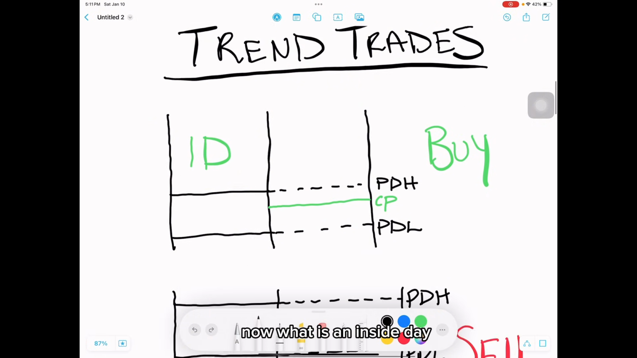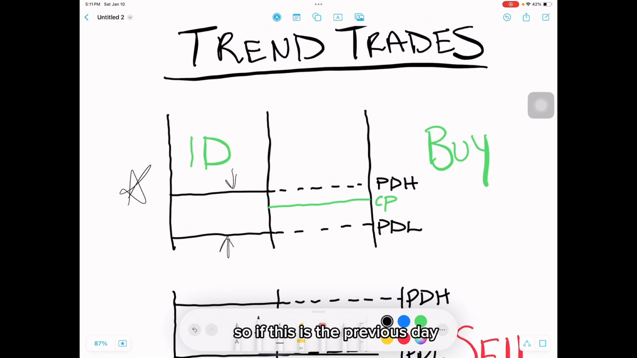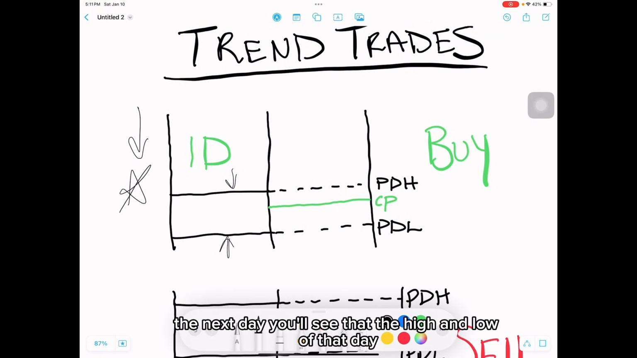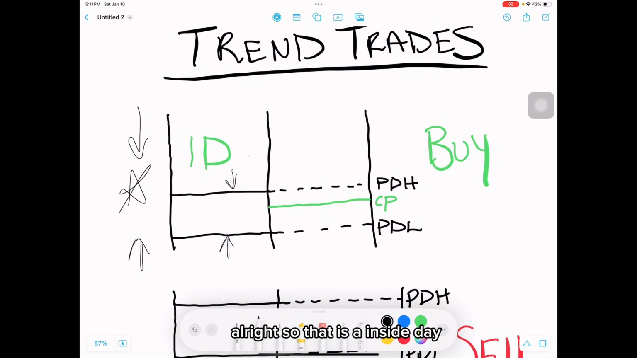Now, what is an inside day, right? So we basically have a day where it closes inside the previous day's range. So if this is the previous day, the next day you'll see that the high and low of that day has closed inside the high and low of the previous day. All right. So that is an inside day.